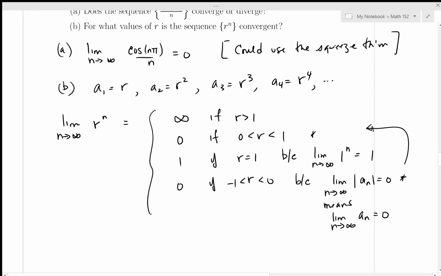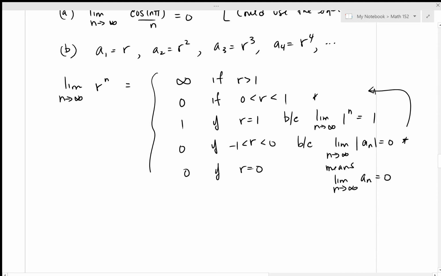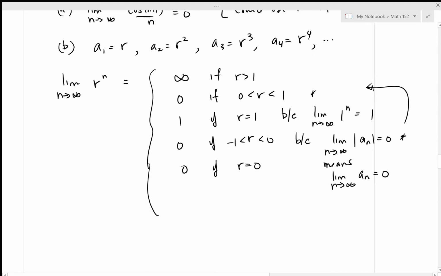Okay, what happens? I'm looking here, did we cover the case R equals 0? Let's see, if R equals 0, it seems pretty obvious. You have 0, 0 squared, 0 cubed, whatever, so it's going to be 0. Okay, what else do we need to do? We need to do R equals -1. What happens when R is equal to -1? Well, we have -1, 1, -1, 1. It's oscillating, so this diverges. It doesn't diverge to infinity, it just oscillates.